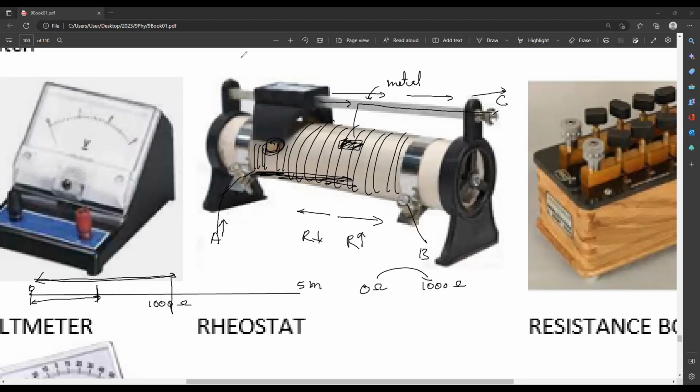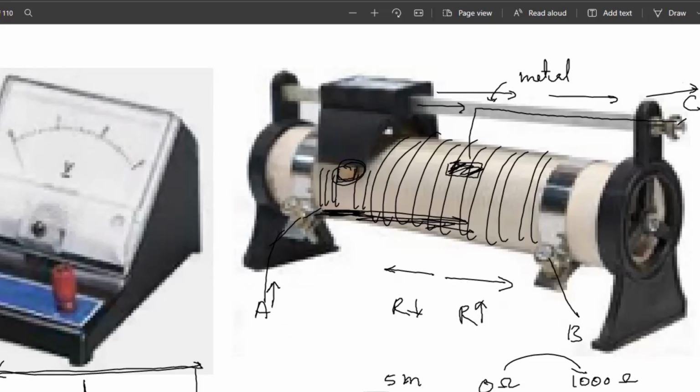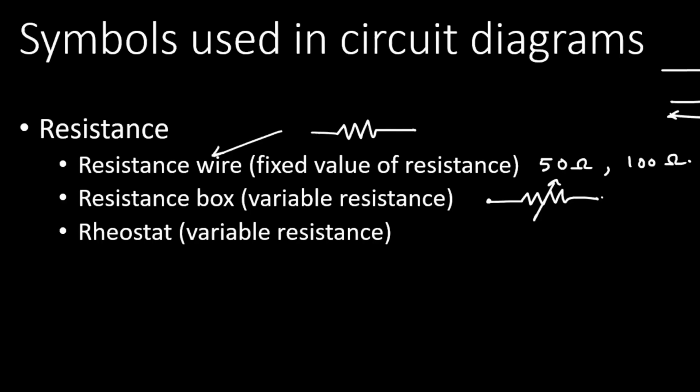The advantage of a rheostat is that you can have any value, whereas in the resistance box you only had integer values. But the disadvantage of a rheostat is that you will not know the value. A resistance box tells you 60 ohms, 62 ohms. Here, you will not get that. So that is the difference. And a rheostat is represented by this symbol.